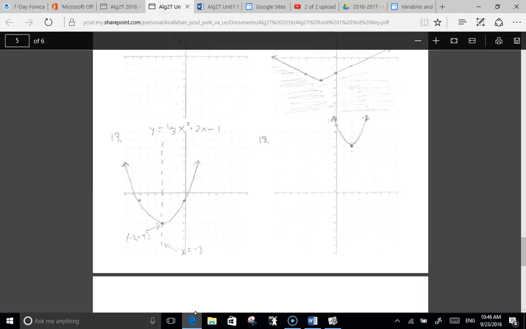The y-intercept was -1. Some people were using x equals -1. You got to know better than that. This is the y-axis, so it's right there. And if there's a point 3 to the right, then there's a point 3 to the left. Right? So there's the only 3 points you had to plot. Sketch it in.